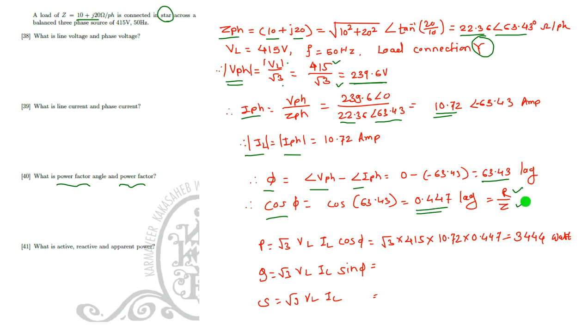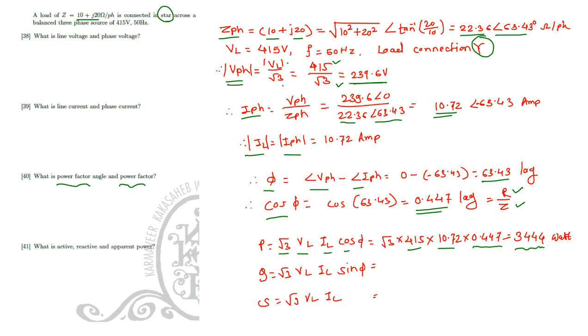The same you can verify through the R by Z. So RPH by ZPH will also give you the same. Now you calculate the active power. Active power is root 3 VL IL cos phi. So root 3, VL is 415, IL is 10.72, and power factor is 0.447. Cos phi value is already calculated. So it gives you 3444 watt.